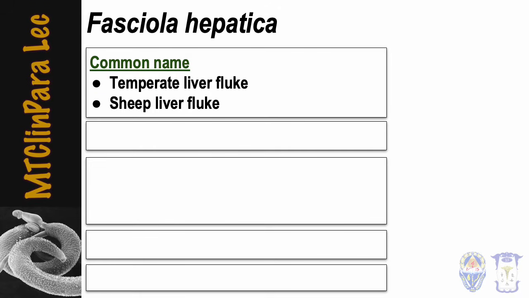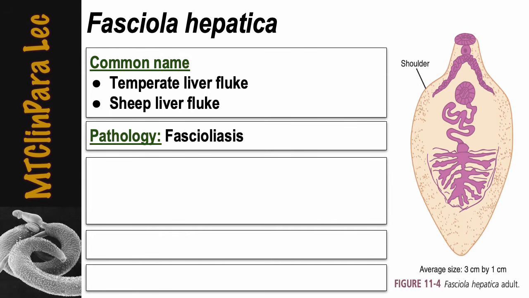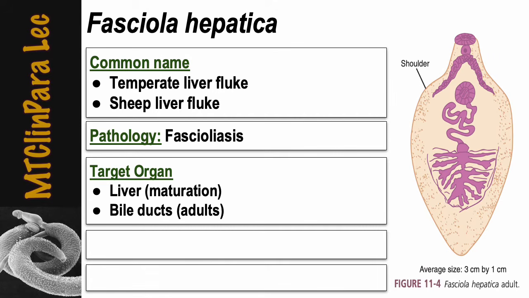This is also known as the sheep liver fluke, one of the causative parasites that causes death in livestock such as sheep. The disease is fascioliasis, and the target organ is the liver, hence the name hepatica. In the liver, the larvae of the parasite mature, while adults are seen in the bile ducts, which connect your liver to other parts such as your gallbladder. The infective stage of this parasite is the metacercaria, since this is organ dwelling.